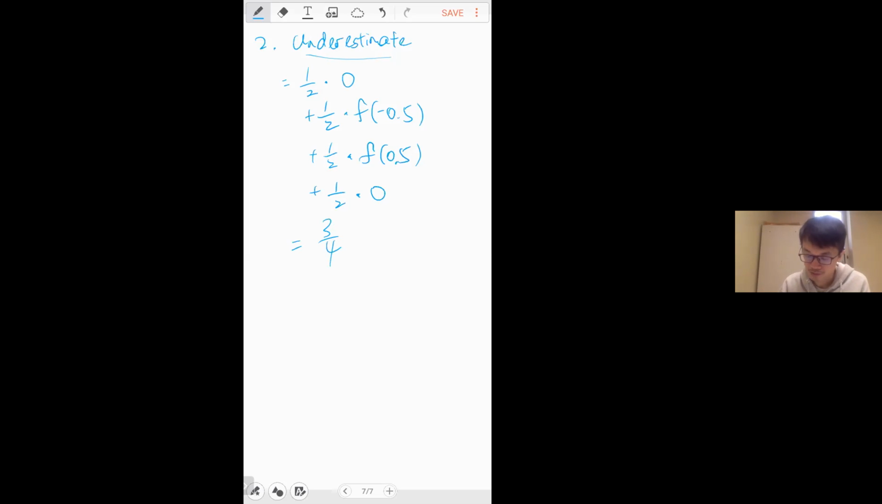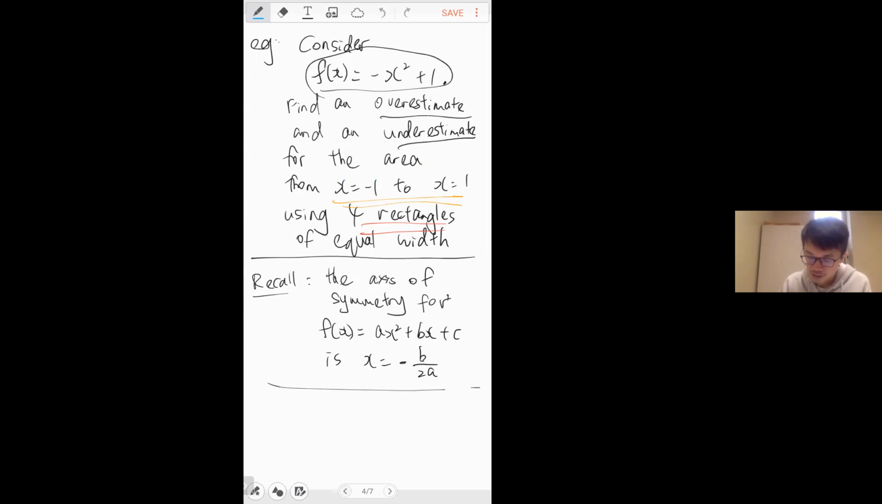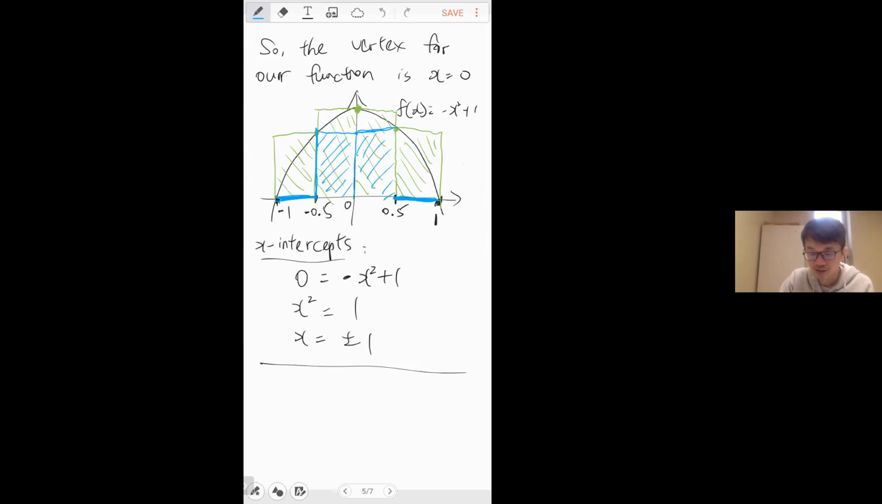Question, why would it be 0? This is a line, right? The first interval between -1 and -0.5, that's a line, right? And so the area of the line should be 0 because it doesn't have any height. When I say it doesn't have height, it means the height is 0. Is that okay? Okay.